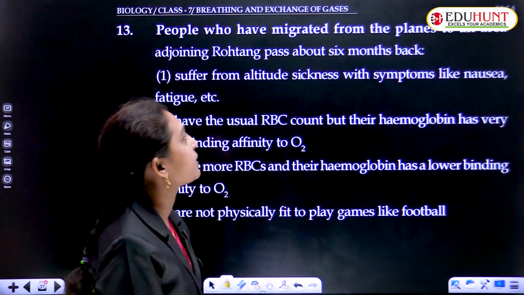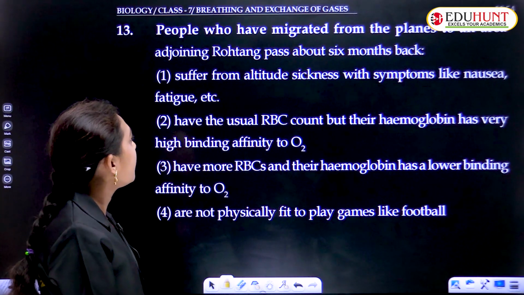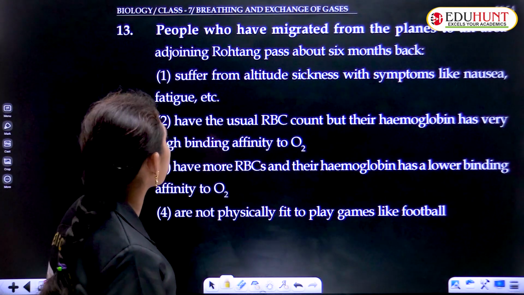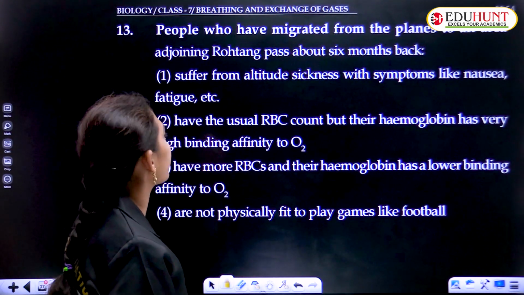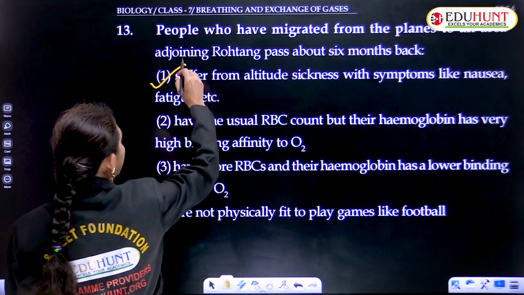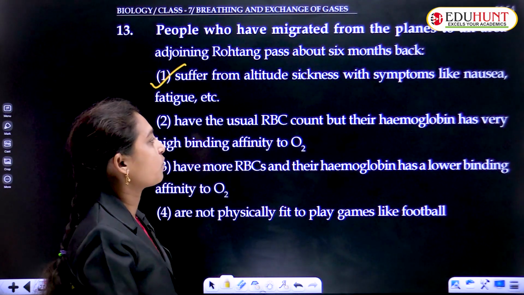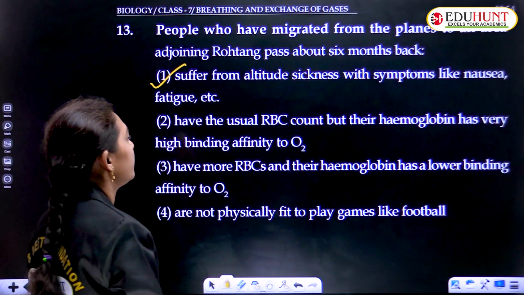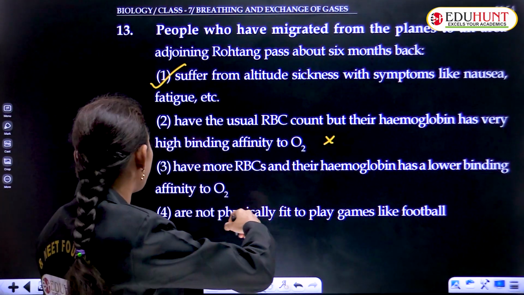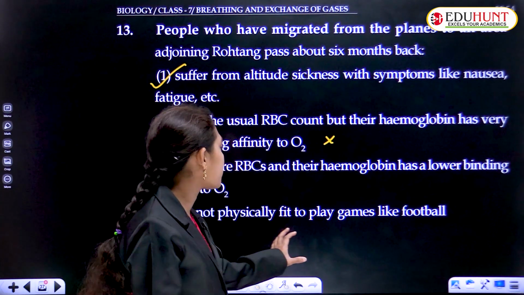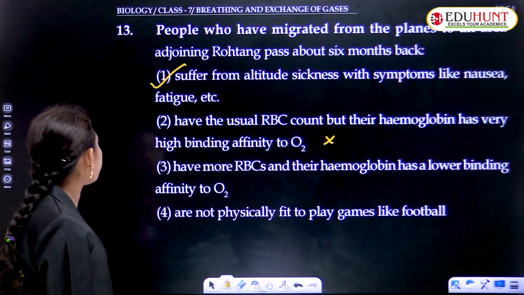People who have migrated from the plains to an area adjoining Rohtang pass about 6 months back suffer from altitude sickness with symptoms like nausea and fatigue. They have the usual blood RBC count but their hemoglobin has very high binding affinity. No. They have more RBCs and their hemoglobin has a lower binding affinity to oxygen, so they are not physically fit to play games like football. So first one is the correct option.